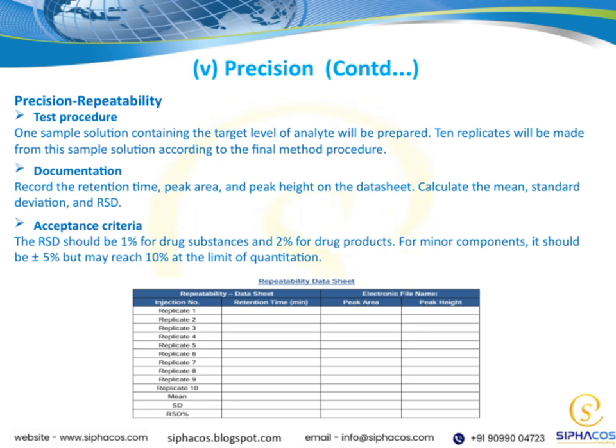When it comes to minor components, an RSD of about plus or minus 5% is typical, but it can go up to 10% at the limit of quantitation. Remember, maintaining these precision standards is crucial because it ensures our method produces reliable, reproducible results, which ties directly into the overall quality and consistency of our analytical process.